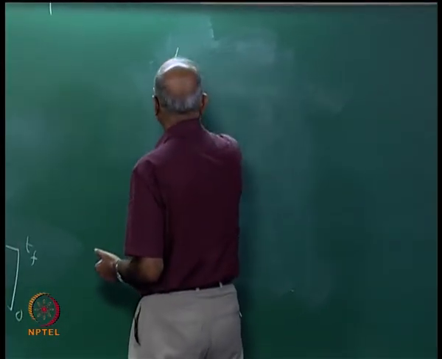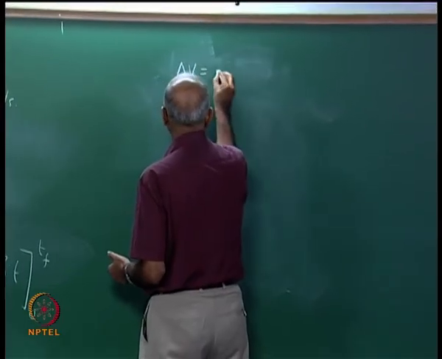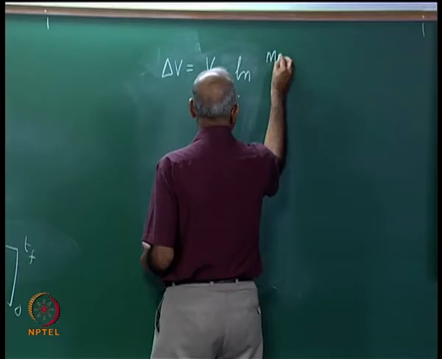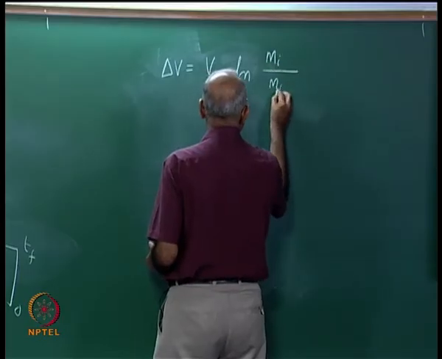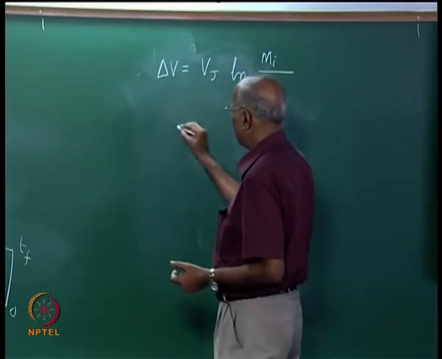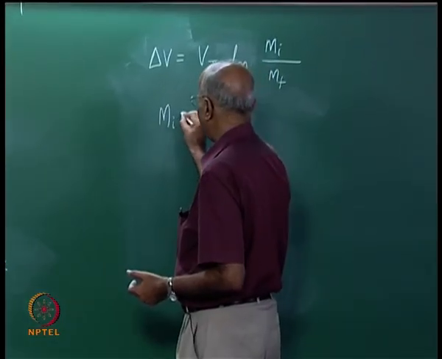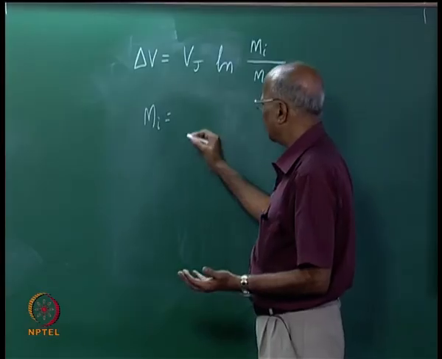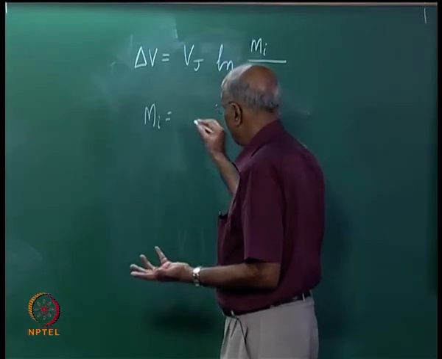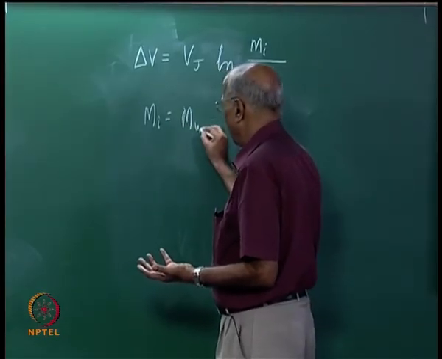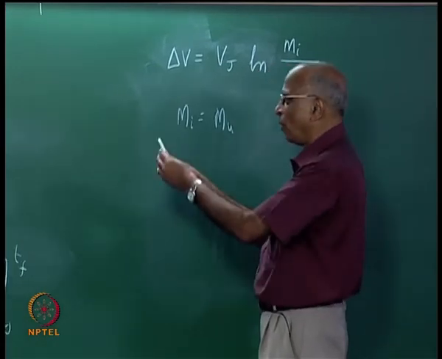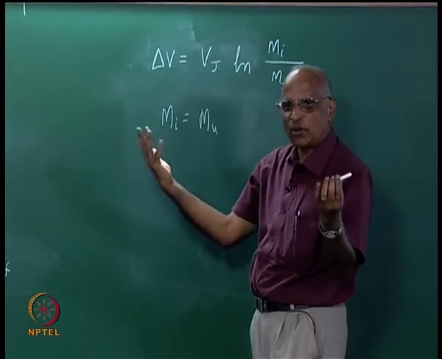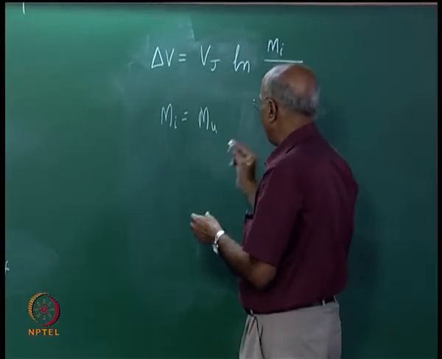Let us therefore write the ideal velocity increment is equal to jet velocity into ln of the initial mass to the final mass of the rocket. What does the initial mass of the rocket consist of? Anything you take will have something like the useful part of it. What is a useful part of a rocket? The object which is going round and round, that is the useful part of the rocket, which we call as payload.